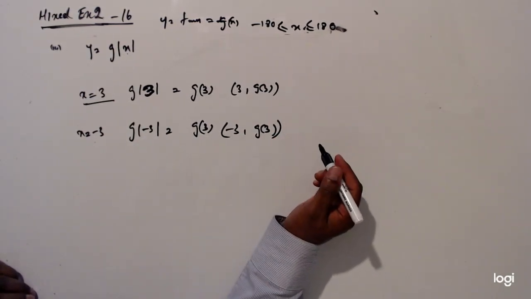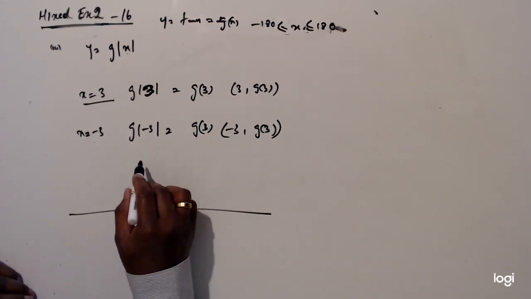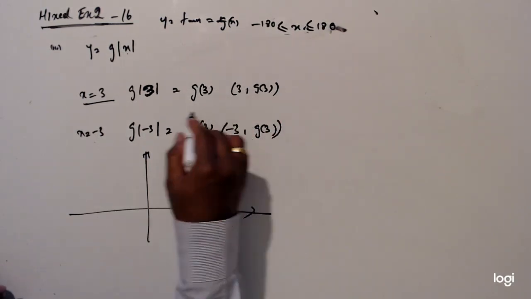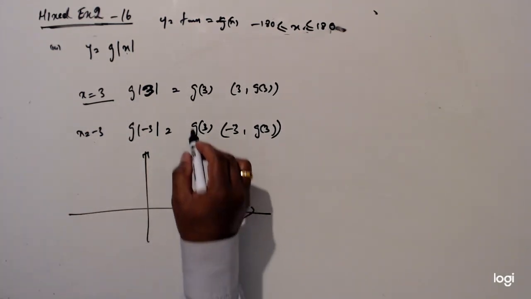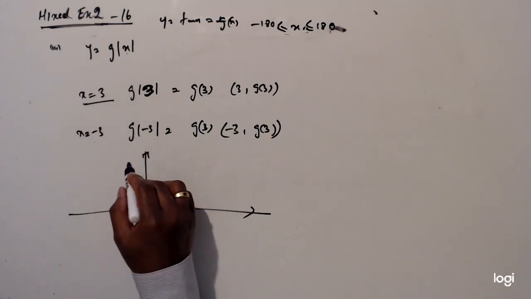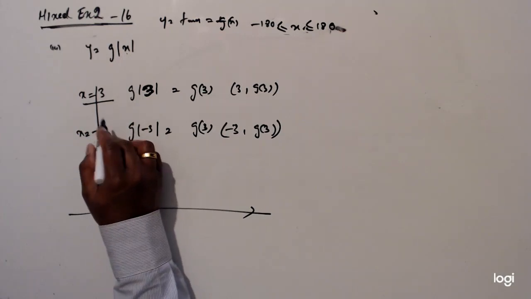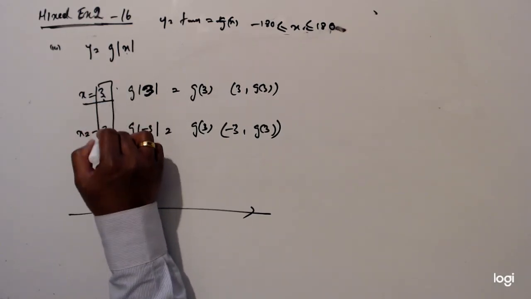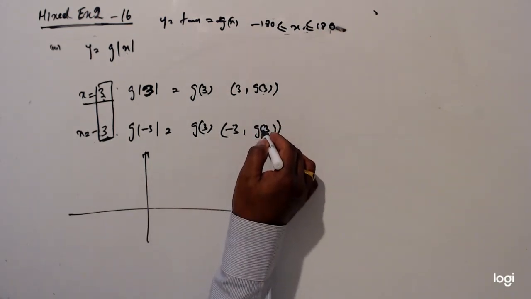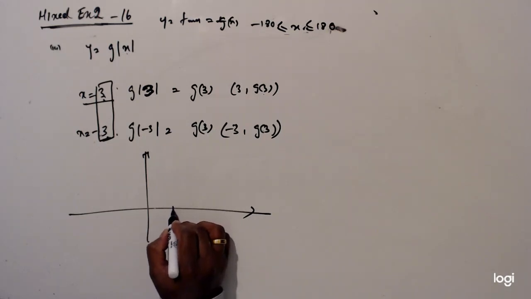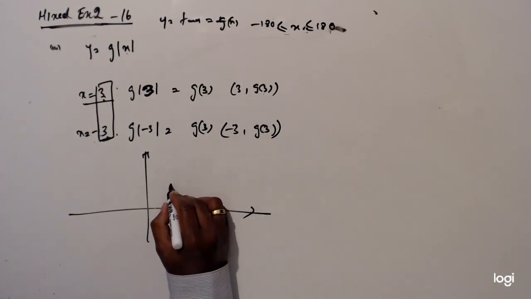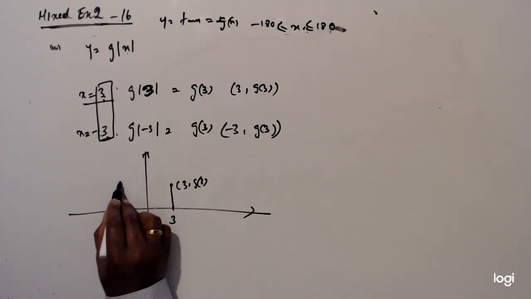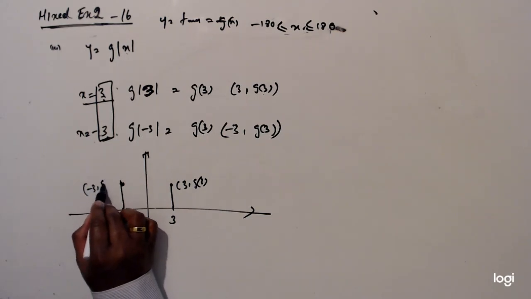What is your conclusion? Your conclusion is, for the same x magnitude, I'm talking about the magnitude, size, not the sign, like 3 and minus 3, 4 and minus 4, when there is the same magnitude for x, the y values are the same. For example, when x equal 3, g3 is this height. So the point 3, g3. Then minus 3 also, we have to get the same height. Minus 3, g3.